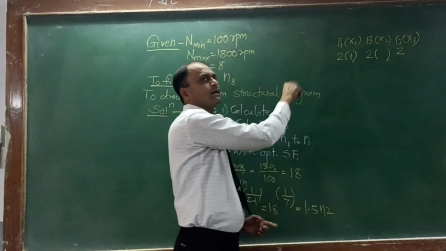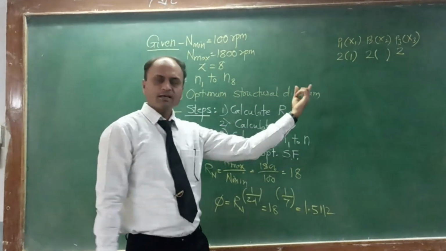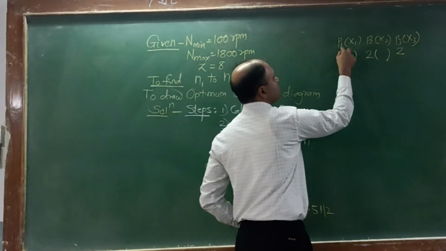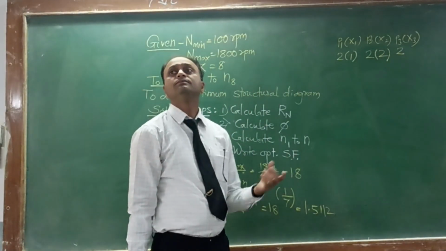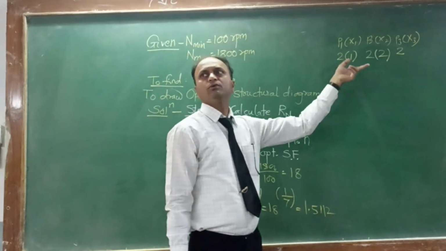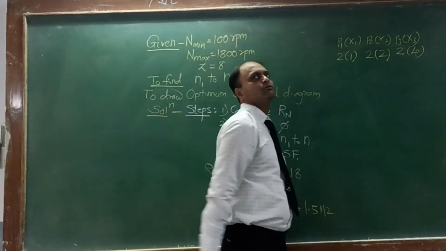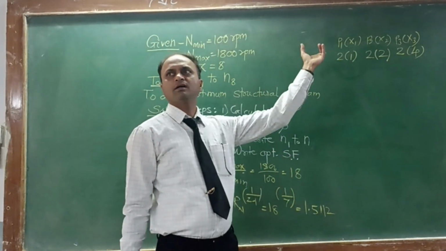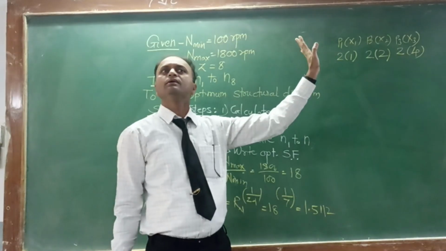X1 we generally take as 1. X2 is the coefficient of X1, that is P1. So X2 we take directly as P1, and X3 is the multiplication of P1 and P2. So P1 P2 is equal to X3, which is 2 to the 4. This is the structural formula, and if we follow the rule, it will be optimum.